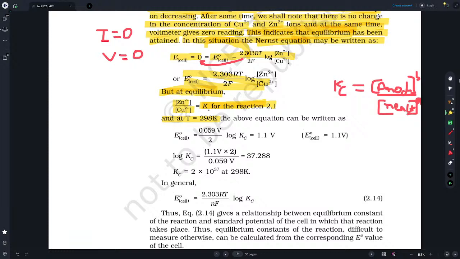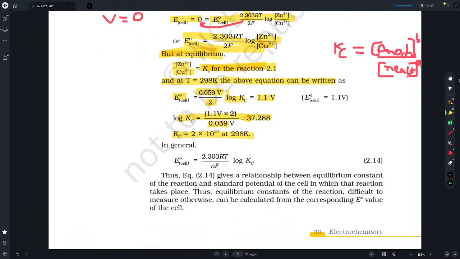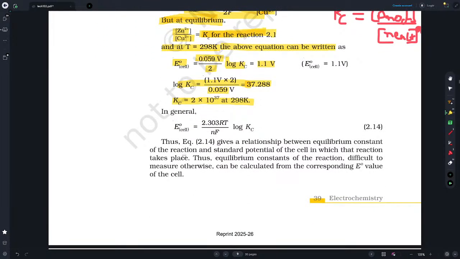At a temperature of 298 Kelvin, the above equation can be written as the standard electrode potential of the cell equals 0.059 volt by 2 log of Kc, because the log of zinc ions by copper ions is Kc at equilibrium. We know the standard electrode potential of the cell, which is 1.1 volt. For finding Kc, we shift this to that side, and log Kc will be approximately 37.288, and Kc will be equal to 2 into 10 power 37 at 298 Kelvin. This is a really big Kc.